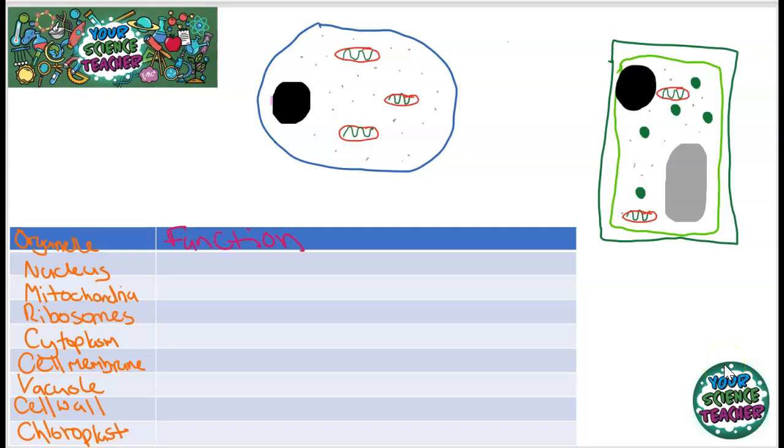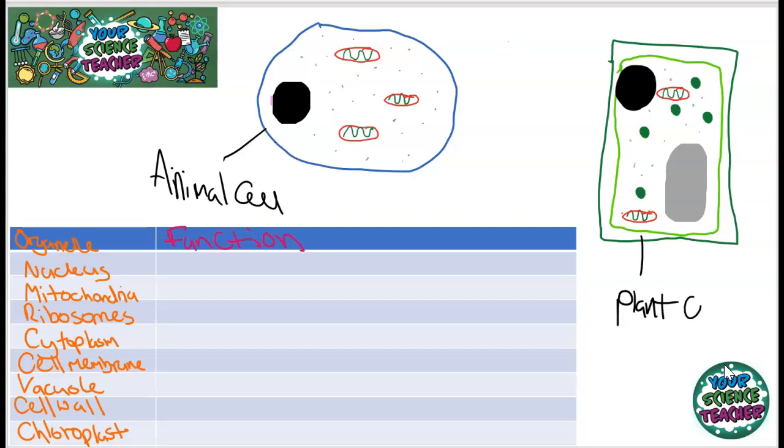When we use microscopes, we can observe very tiny things, and we can actually look at cells. There are two types of cell you need to know about. You need to know about animal cells and plant cells. So here on the left we have our animal cell, and on the right we have a generic plant cell.